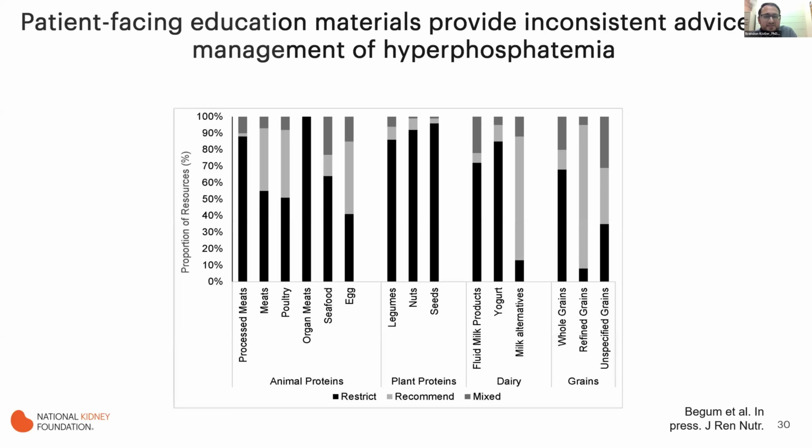We see a lot of inconsistency in animal protein as well as in whole grains. And what we also see is that a lot of foods we traditionally think of as being heart healthy, things like legumes, nuts, seeds, and whole grains, are primarily being restricted. So potentially there are some opportunities in this area to get a more uniform and consistent message.